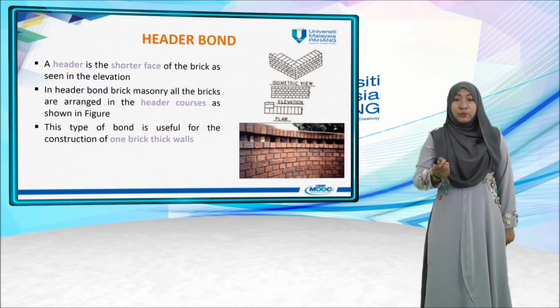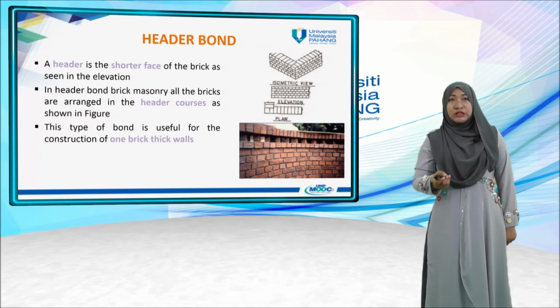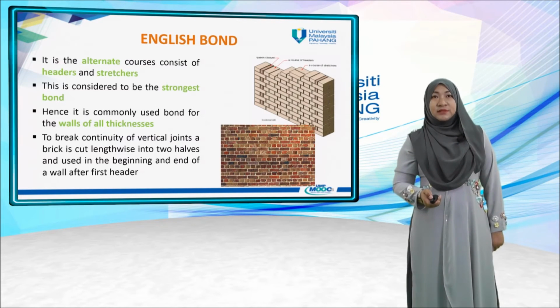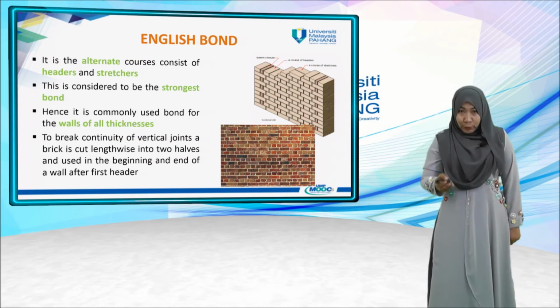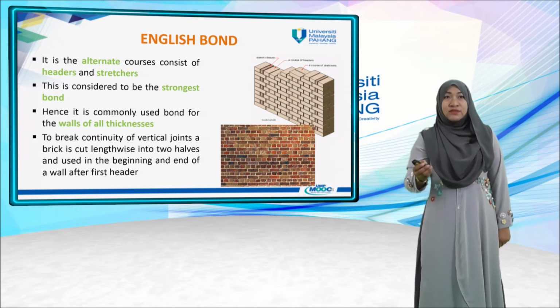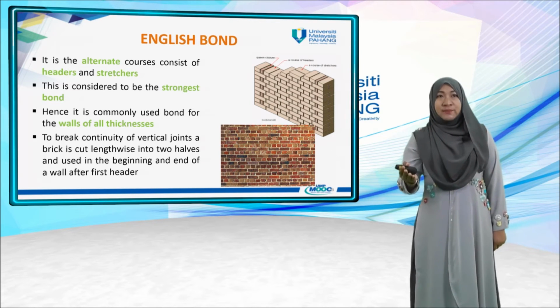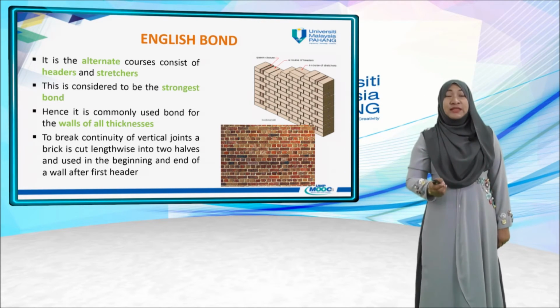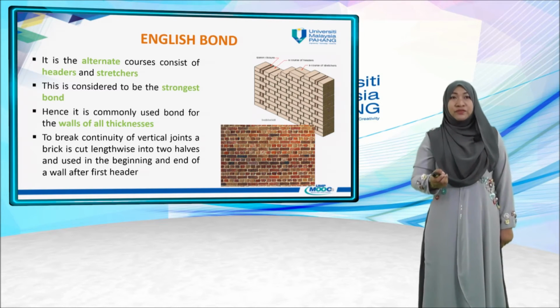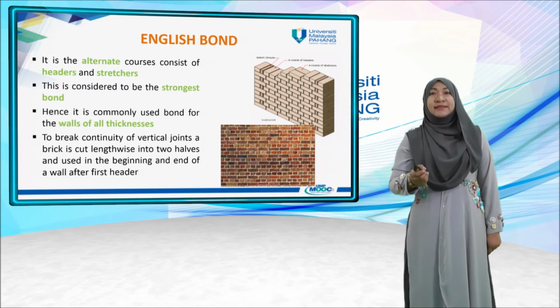So this type of bond is useful for the construction of one brick thick walls. And then English bond. The alternate courses consist of header and stretcher. This is considered to be the strongest bond. Hence it is a commonly used bond for walls of all thicknesses.